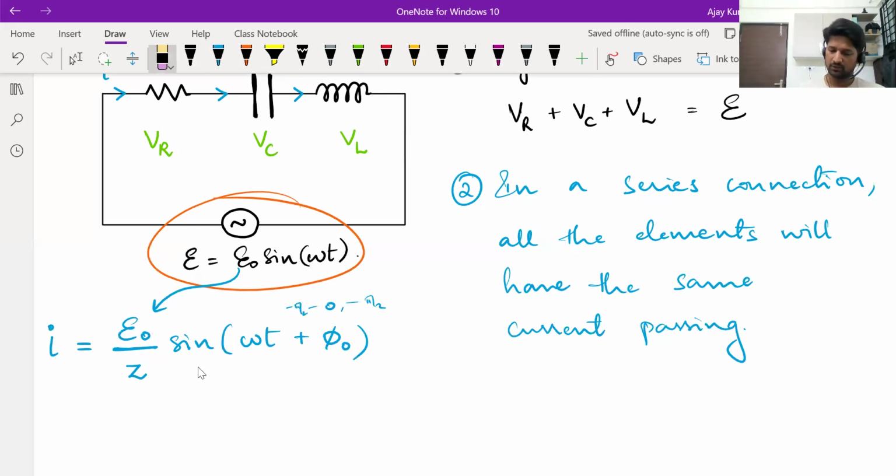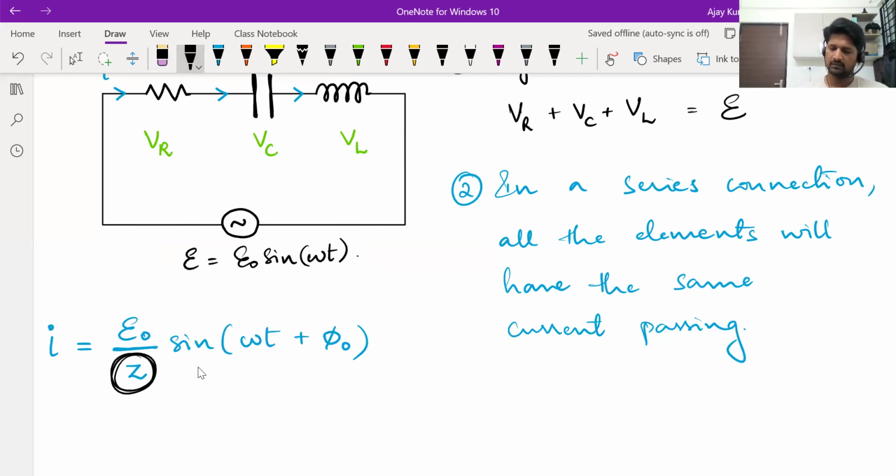That phase constant phi naught that you add could be anywhere from minus pi by 2 to plus pi by 2. If it's only an inductor, it's minus pi by 2. If it's only a resistor, 0. If it's only a capacitor, plus pi by 2. Now all three are showing their effect, so it could be anywhere between minus pi by 2 and plus pi by 2. So what we effectively have to calculate now is this denominator Z and this phase constant phi naught.